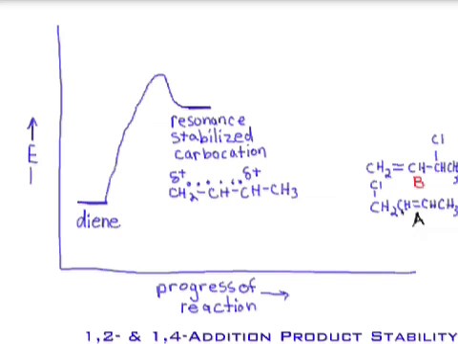But we learned in this course that the more substituted double bond is more stable. This double bond, A, has more substitution, has two alkyl groups, whereas B only has one alkyl group. So A is lower energy. So here's A. And B is higher energy.